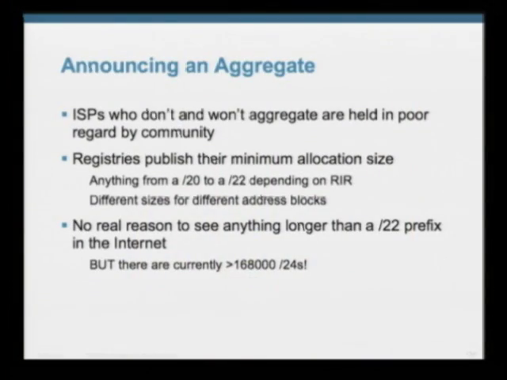Registries generally publish the minimum allocation size, so it can be anything from /22 to /20, depending which registry. So you'd think that apart from multi-homing and traffic engineering, you won't see many prefixes longer than /22. Guess what? There are more than 168,000 /24s, more than half the table is actually /24s. /24 seems to be the minimum that will reach everywhere.